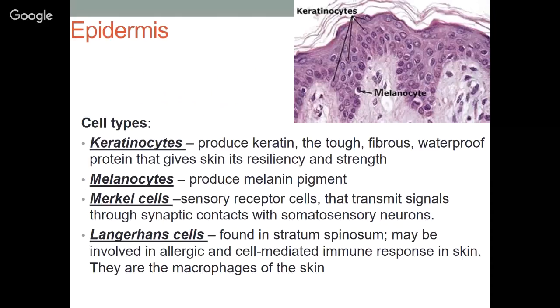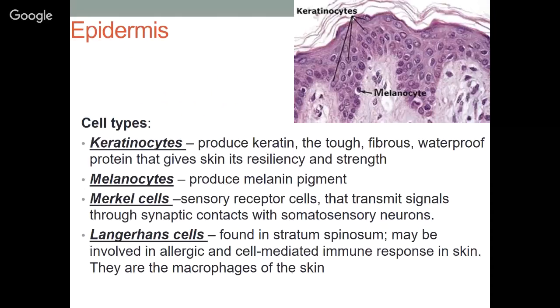Melanocytes are the cells that produce the melanin pigment. All skin, with the exception of people or animals that have albinism, produces a melanin pigment. Now, it's the way that melanin pigment is located within that melanocyte that gives the skin the color that it is. We'll go over that in a minute. Merkel cells are sensory receptor cells that transmit signals through synaptic contacts with somatosensory neurons. So basically, they are specially adapted cells in your skin that help to transmit nervous signals.